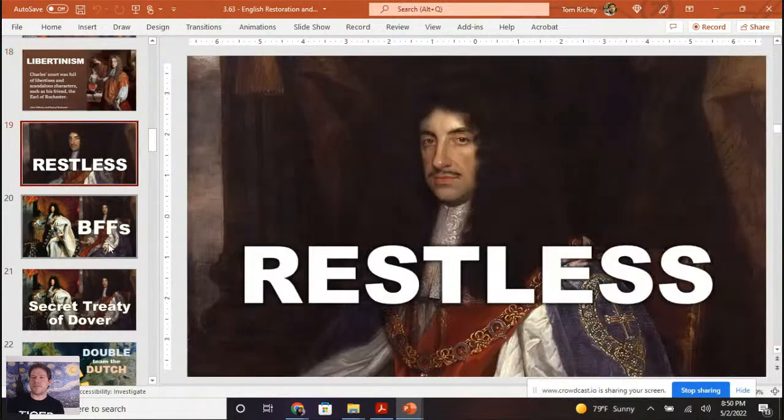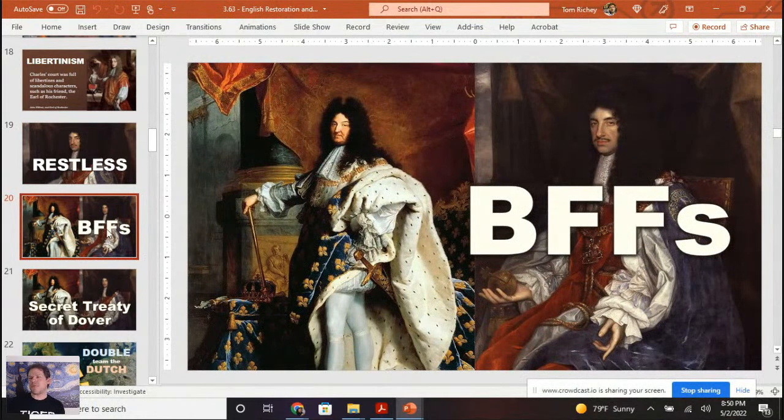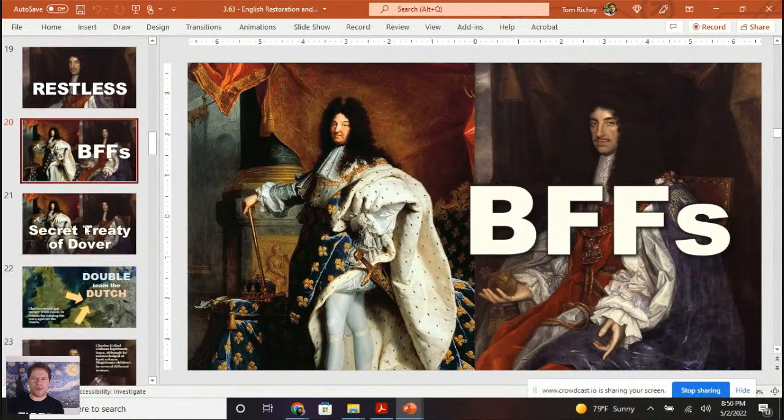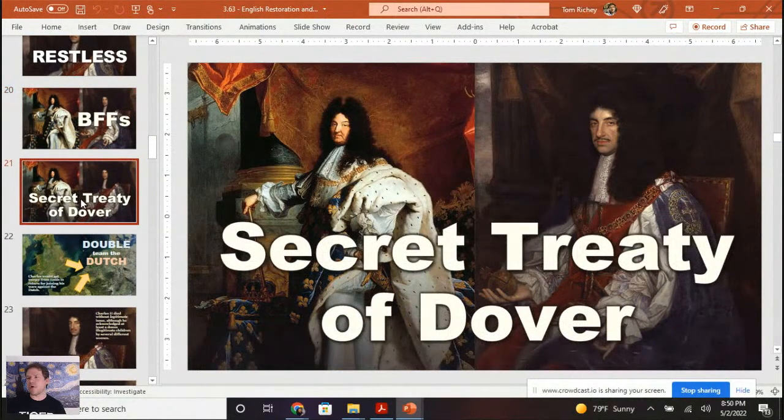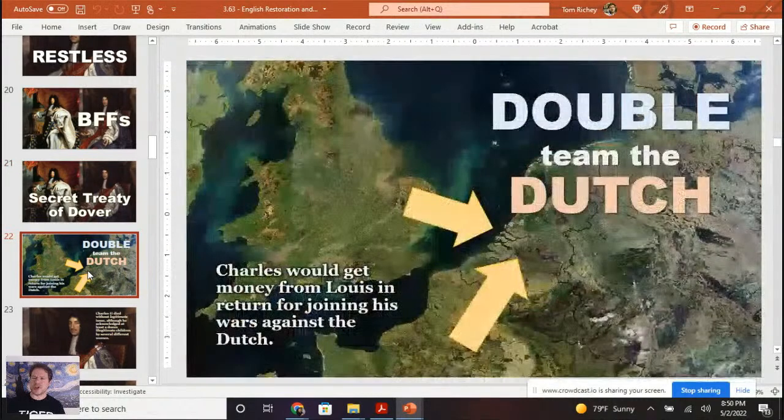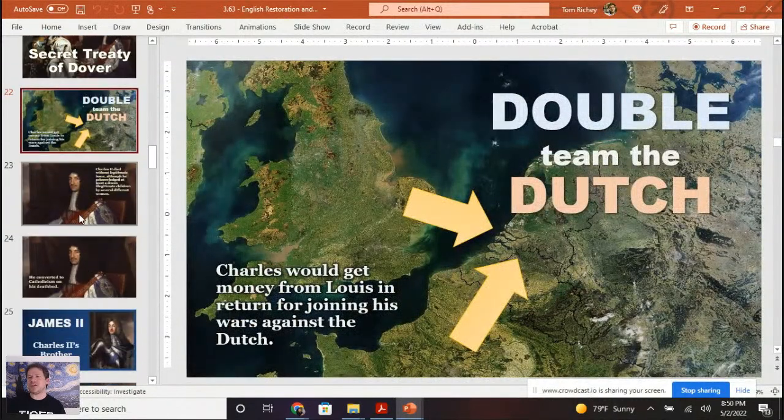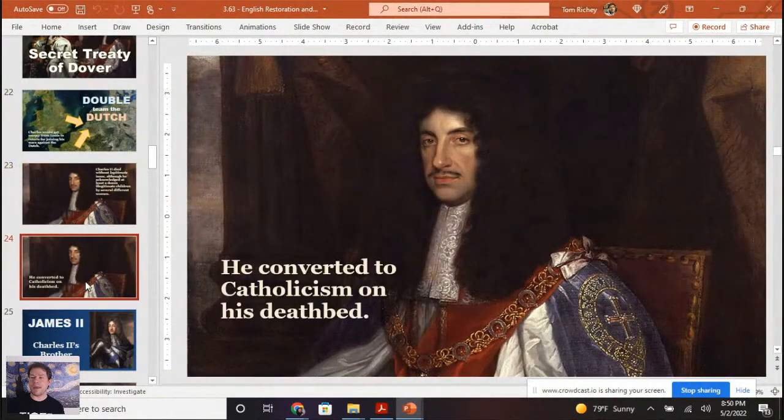And so Charles becomes friends with Louis; he's close to Louis XIV. Charles has some secret sympathies with Catholicism. In the secret Treaty of Dover, Louis gives Charles some money, because Charles needs money to support all these illegitimate children, these living expenses of his. And so Louis and Charles are going to double team the Dutch. And then Charles will convert to Catholicism if an opportune time presents itself. And an opportune time presented itself on Charles's deathbed.